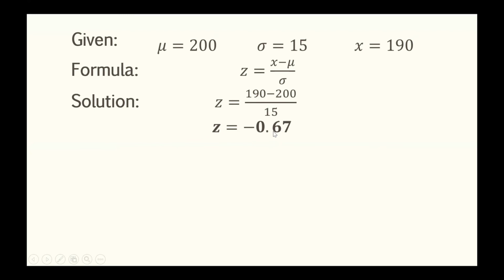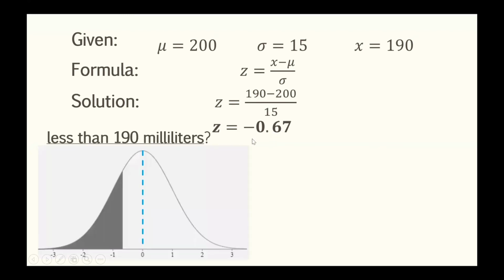So to draw that, based on the previous slide, less than negative 0.67. So parehas lang yung itsura niya dun sa previous slide natin na normal curve. We have here the z is negative 0.67 to the left because we have here the keyword less than. Take note, the center or ang mean na dito ay 0 at yung standard deviation ay 1.